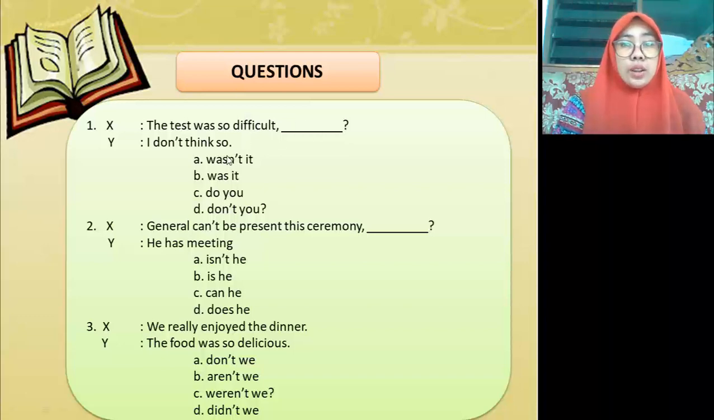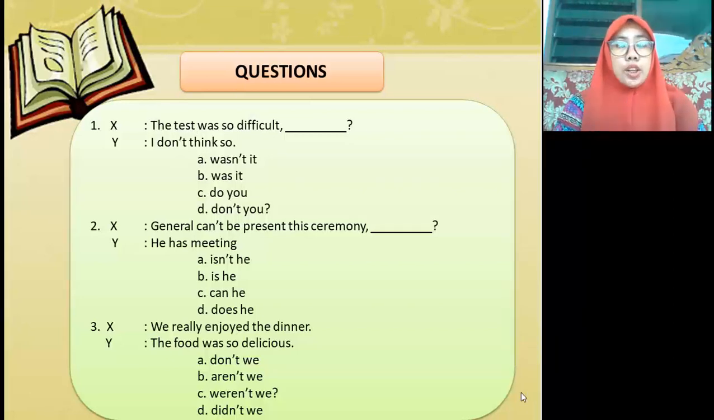Okay, let's see for the negative one. Wasn't it? Was it? Do you? Don't you? Okay, there are two in negative: wasn't it and don't you. Okay, let's see. It is used to be, so your question tag must use to be also. So the answer is A. Wasn't it? Was plus not becomes wasn't. And then it here is a pronoun for the test. Okay, so the answer for number one is A.